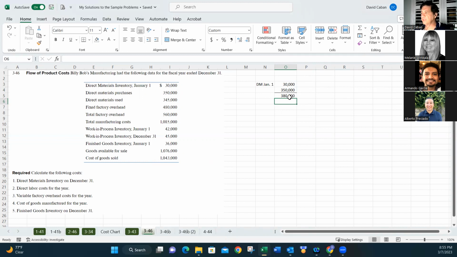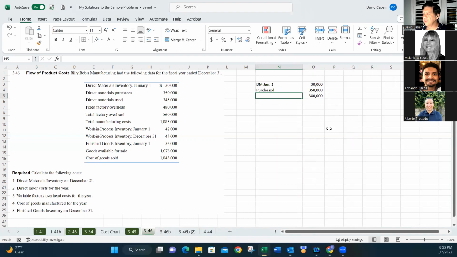Okay, with direct materials. We're not talking about inventory here. We're talking about direct materials, right? But it says that you use 345, right? That's okay. So this is what you started with. This is what you purchased. Okay. And this would be your total direct materials available for use, right? Total available.